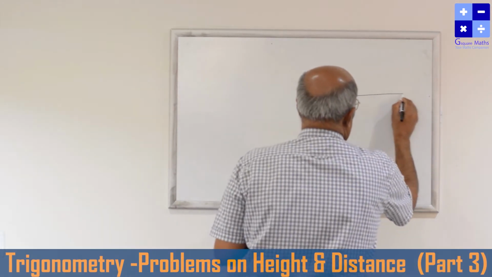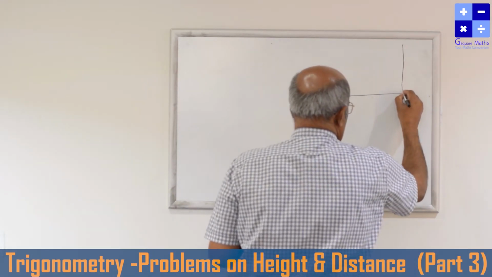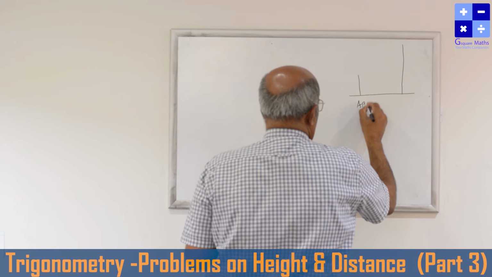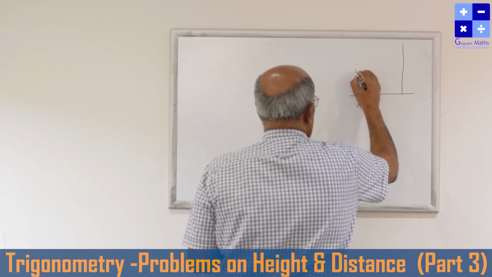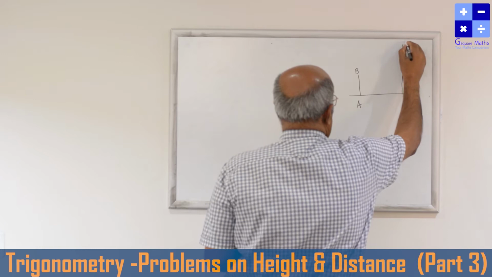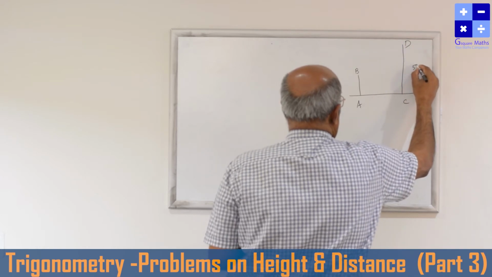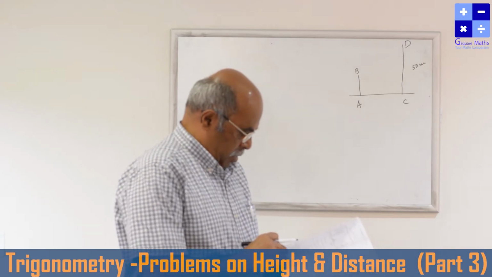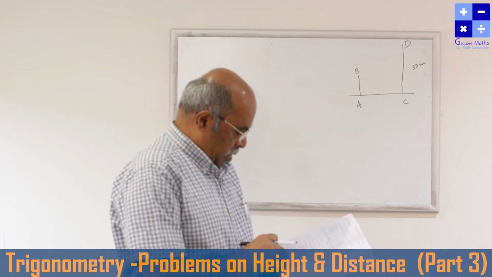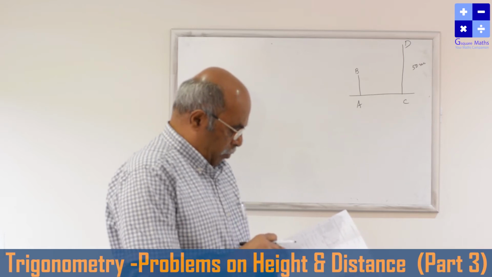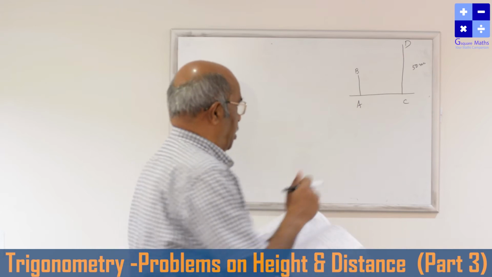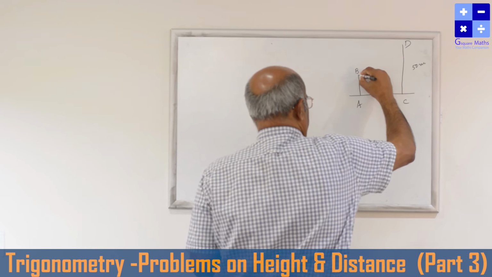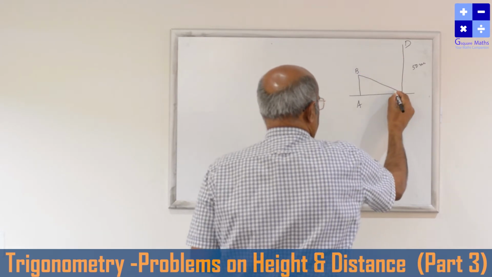So on the ground level, there is a tower, there is a building. Let AB be the building and CD be the tower. The height of the tower is given as 50 meters. Now, the angle of elevation of the top of the building from the foot of the tower. The foot of the tower is C. CD is a tower. This is the foot of the tower. From here he is observing as 30 degrees.